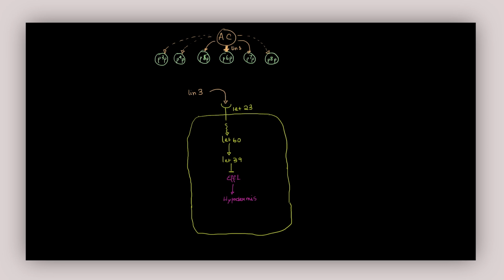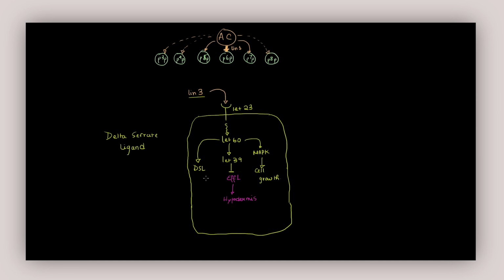Now, Let60 can do other stuff as well. The next thing that it does is, since, like I said, Lin3 is homologous to EGF or epidermal growth factor, this can promote cell growth through a pathway called the MAP kinase pathway. Right? So the MAP kinase pathway leads to cell proliferation or cell growth. Another factor that is activated by Let60 is DSL. DSL stands for Delta Serrate Ligand.